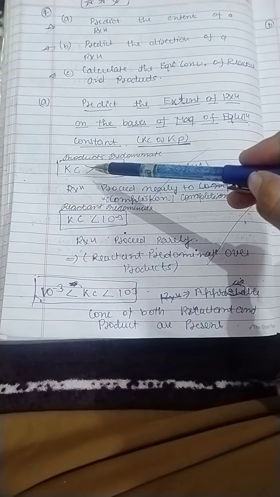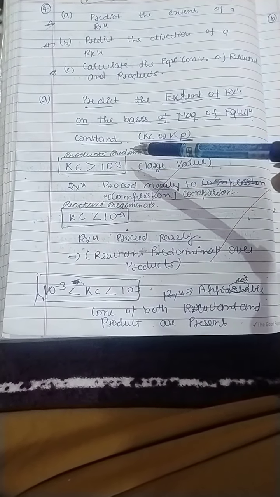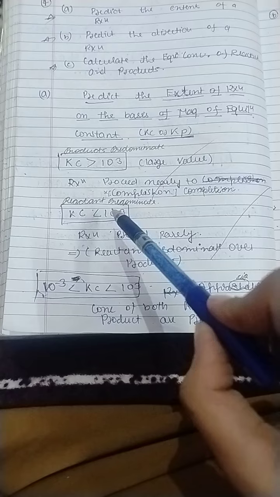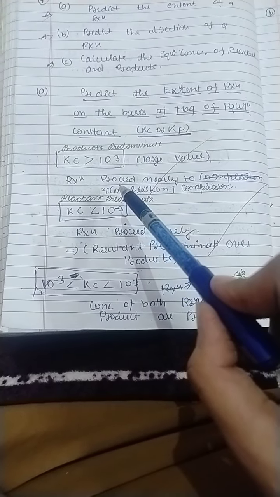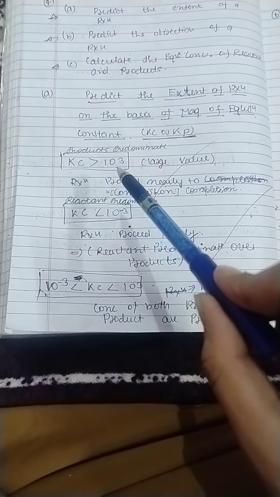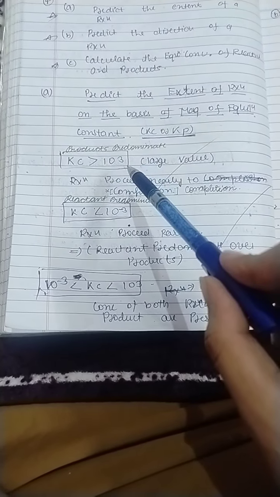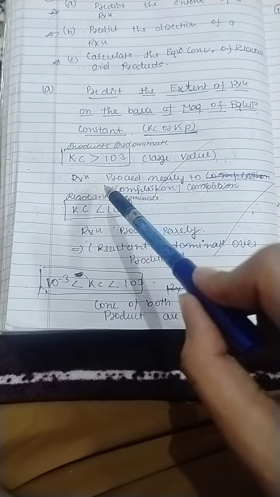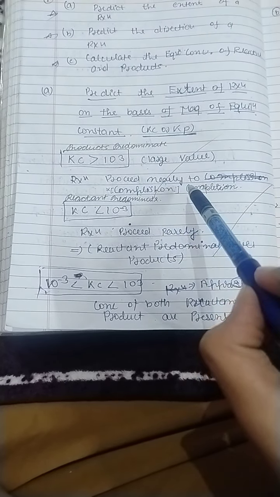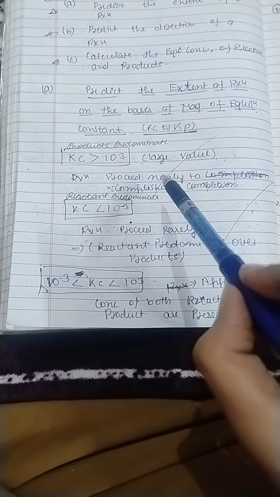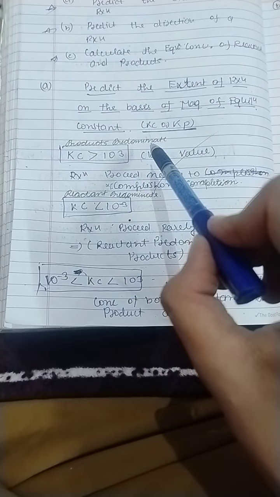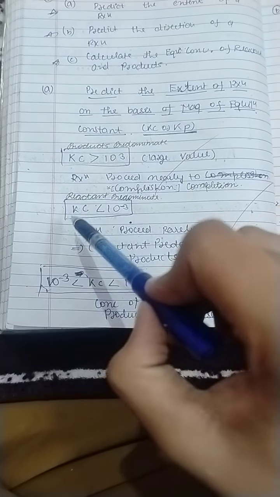The first one is Kc greater than 10 to the power 3. In this, we have to understand that if we calculate a Kc and it is more than 1000, a large value, then the reaction will nearly proceed to completion and products will predominate, meaning the products are more.